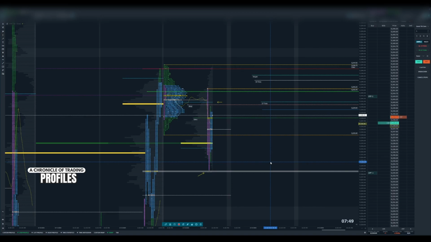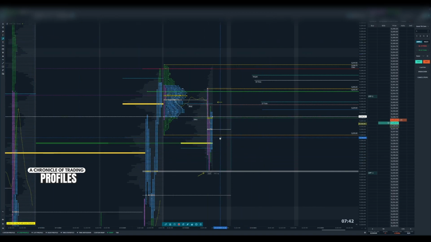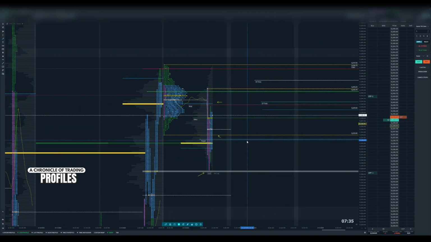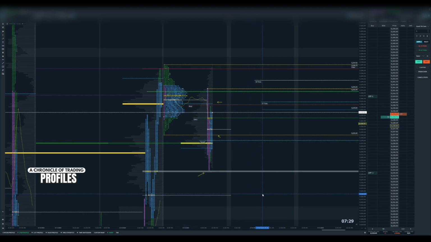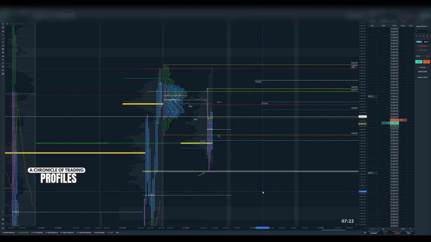So you had that B, the C, the D. You can see my entry right there at the green line. I got a stop over C. I thought we'd at least make it back to that POC. I thought the stop was small enough that it was worth a shot.